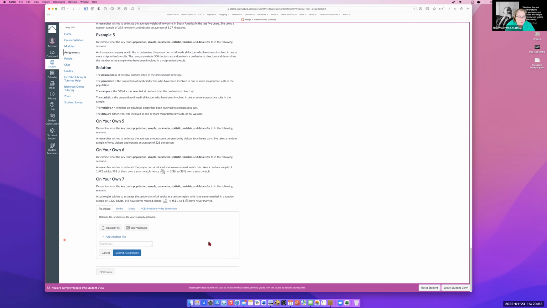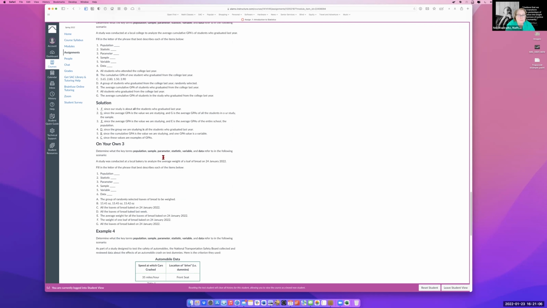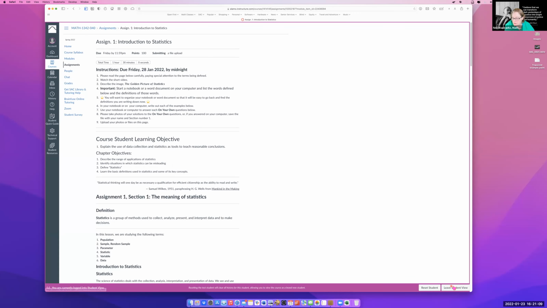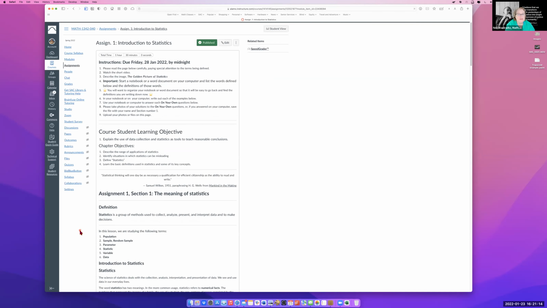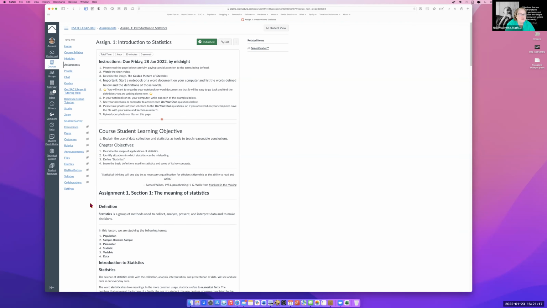And then when you finish your assignment, you're going to click Upload File. You'll select a file and enter it, and you might have 5 or 6 photos. I'm going to leave student view. And see, you can see when it's not student view, there's a lot more information. It's going to take you about an hour and 30 minutes to do this assignment. It is due Friday, the 28th of January by midnight. Long before this assignment is due, the next one will be posted.